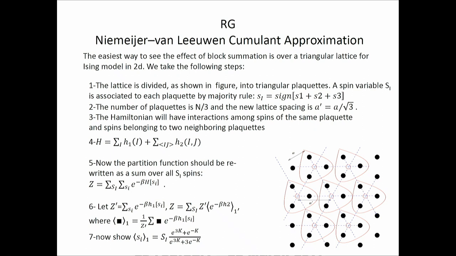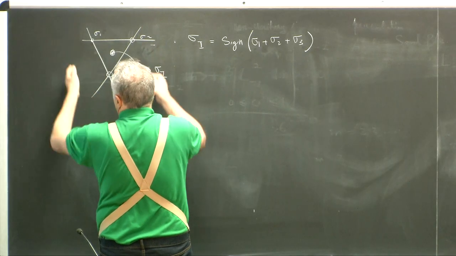And A prime is related to A. I think that's an error, it must be multiplied by root of 3. And the other thing which happens is that the number of plaquettes, that is the complete faces, changes by n divided by 3 when you do this. It's obvious that the number of plaquettes decreases because these guys occupy bigger plaquettes.